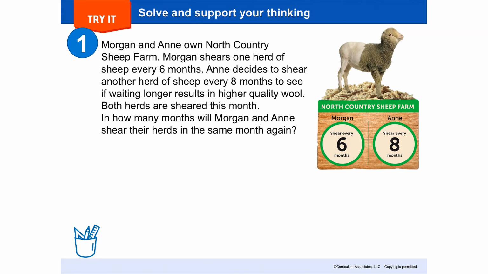All right. Number 1 in your first box. Morgan and Ann own North Country Sheep Farm. Morgan shears one herd of sheep every 6 months. Ann decides to shear another herd of sheep every 8 months to see if waiting longer results in higher quality wool. Both herds are sheared this month. How many months will Morgan and Ann shear their herds in the same month again? So our two multiples that we're looking at here are 6 and 8.